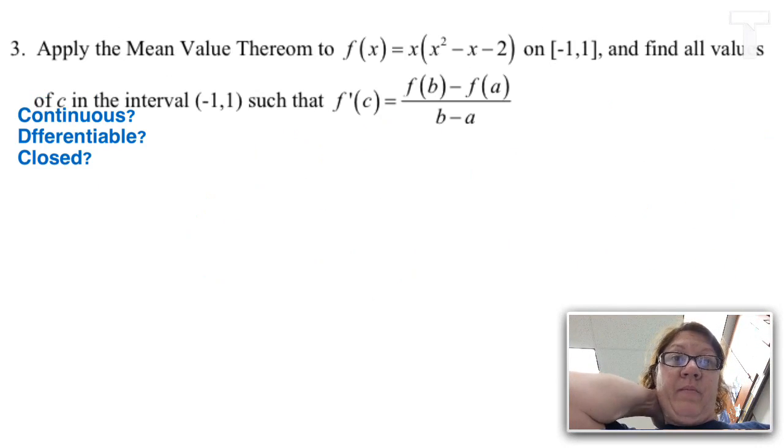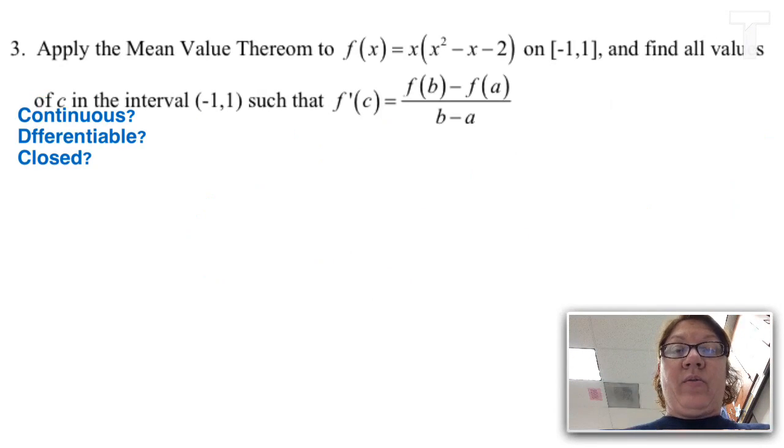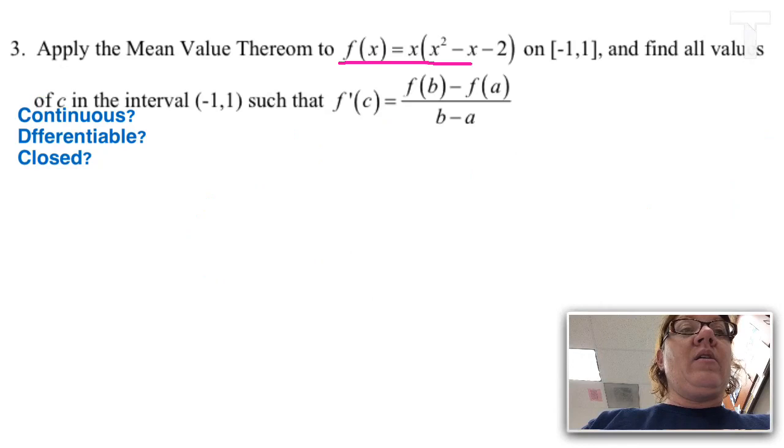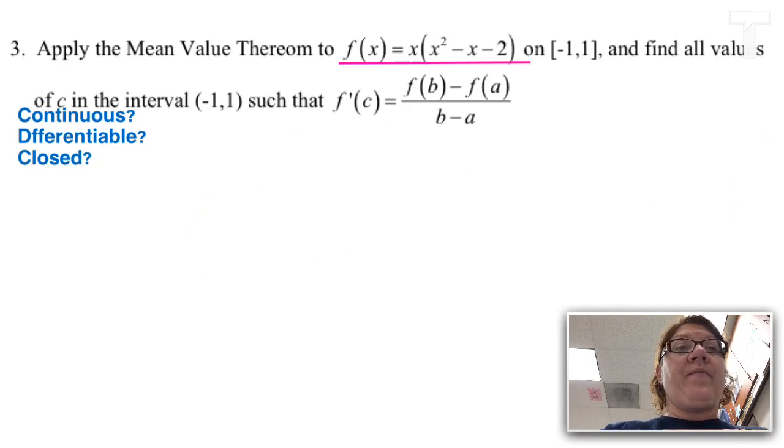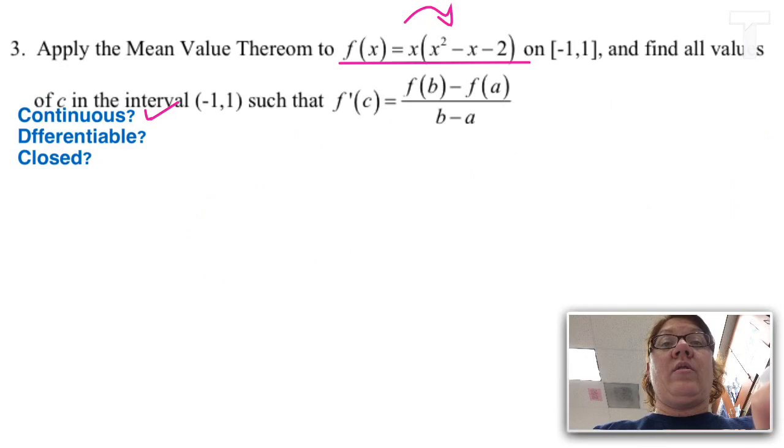So in order to apply mean value theorem, I don't have to worry about whether or not the y values on the endpoints are equal. I just need to worry about, is it continuous, is it differentiable, is it closed? So of course I'm looking at a cubic if I distribute that, right? So I have a cubic polynomial. So yes, it's continuous on negative 1 to 1. It is closed, right? It says closed from negative 1 to 1. And continuous on negative 1 to 1 because polynomial curves are continuous.